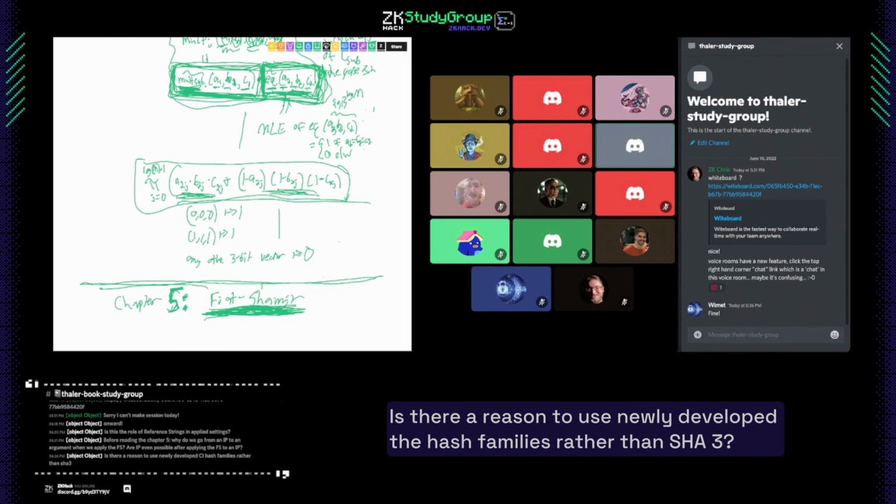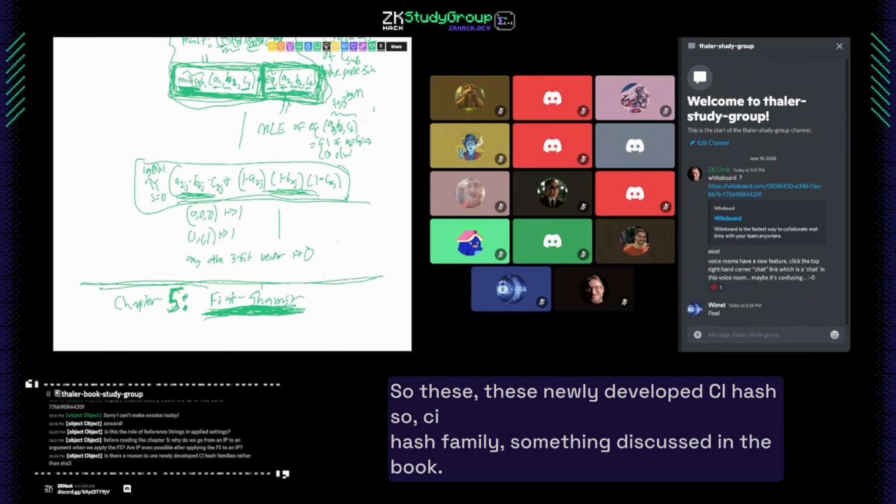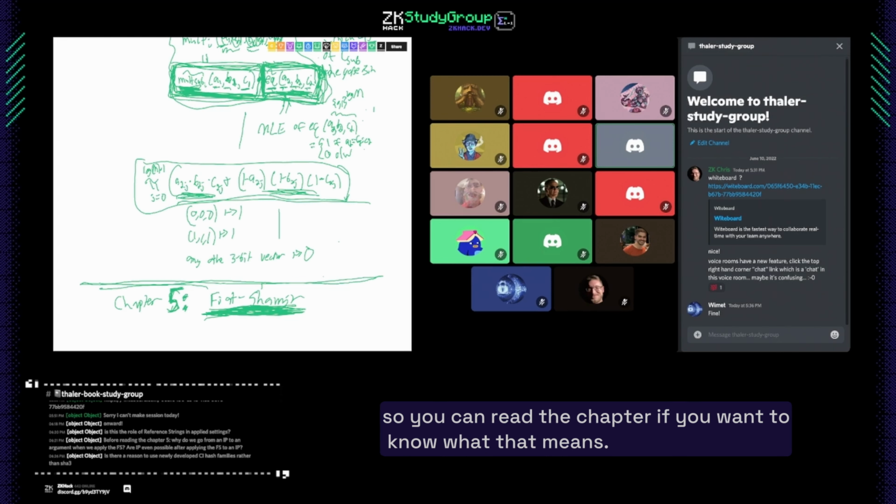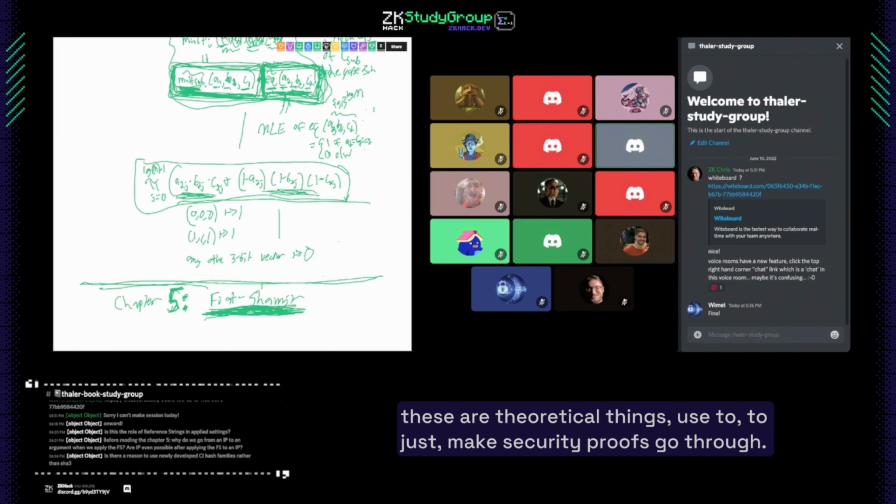Okay. Is there a reason to use newly developed CI hash families rather than SHA-3? No. These newly developed CI hash families are discussed in the book, so you can read the chapter if you want to know what that means. These are theoretical things used just to make security proofs go through.